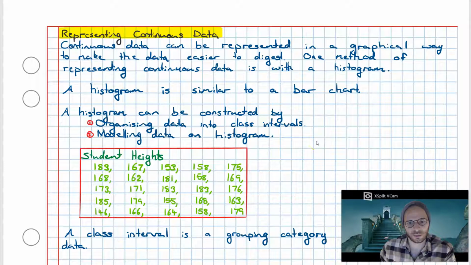In this video, we'll be having a look at how we can go about representing continuous data in a graphical manner. Now, the graph that we're going to use to carry out this process is a histogram. Now, a histogram is quite similar to a bar chart, however, there's a few minor differences. The first difference being that a bar chart is used to represent discrete data, and a histogram is used to represent continuous data, which is what we're working on today.